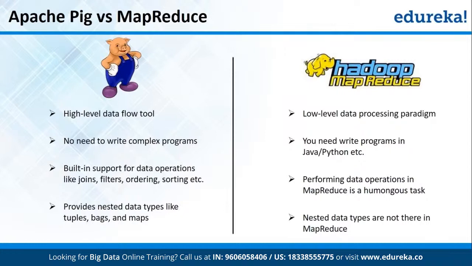The next point is that in Pig you have built-in support for data operations or database operations like joins, filters, ordering, etc. Whereas in Hadoop MapReduce, if you have to perform these operations, you will have to write the logic on your own from the very scratch, and hence it is a very humongous task. Coming back to Apache Pig, it gives you high-level data models as well, that is tuples, bags, maps. However, in Hadoop MapReduce, only the primitive data types are available, like IntWritable or LongWritable and so on. There are no high-level data types or nested data types available.